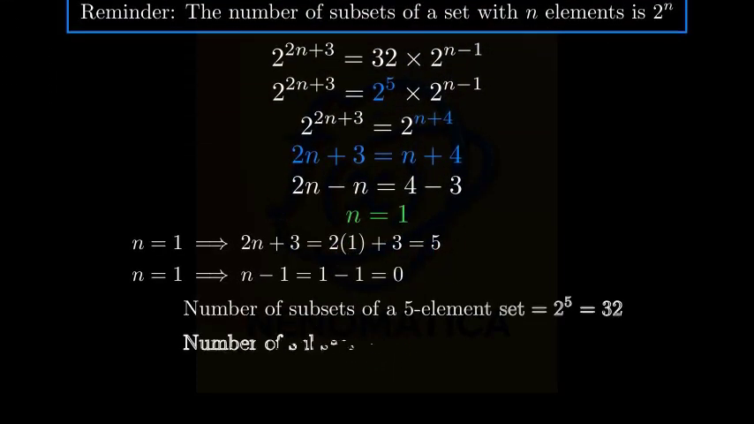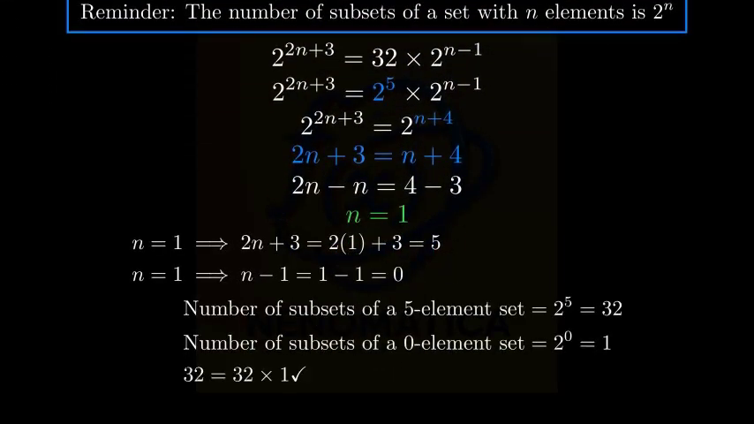Let's verify our answer. When n equals 1, a set with 2n plus 3 elements has 2 times 1 plus 3, which is 5 elements. And a set with n minus 1 elements has 1 minus 1, which is 0 elements. A set with 5 elements has 2 to the 5th, or 32 subsets. A set with 0 elements has 2 to the 0 power, which is 1 subset, the empty set. And 32 is indeed 32 times 1, confirming that our solution is correct.